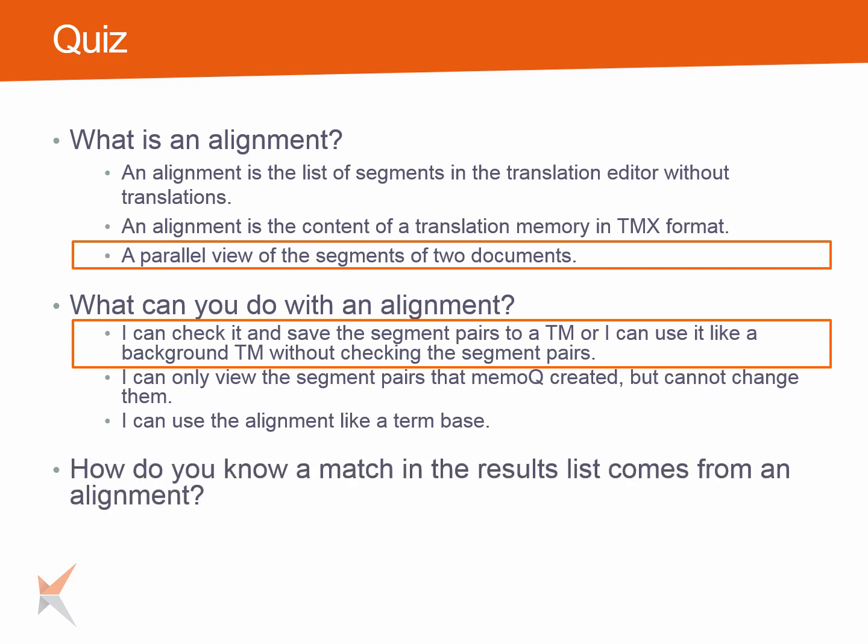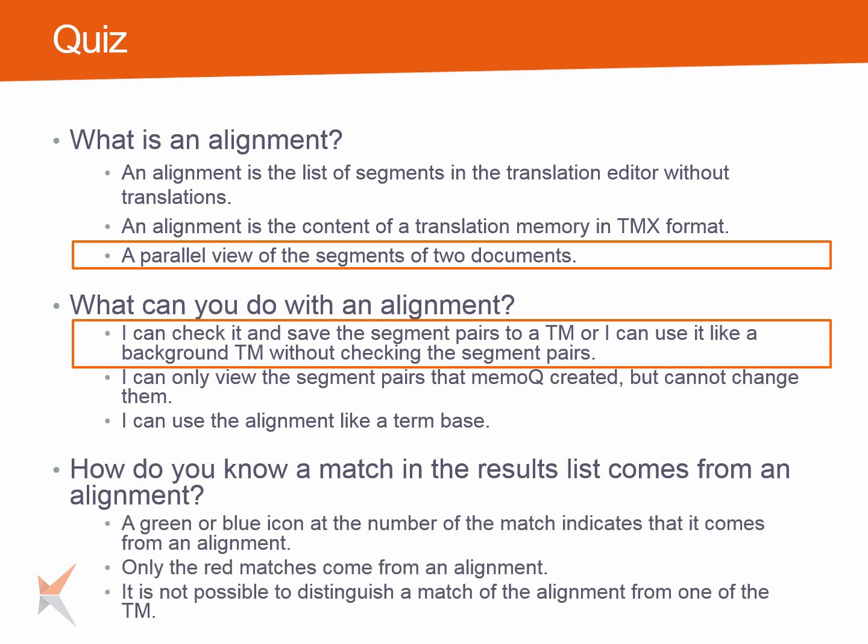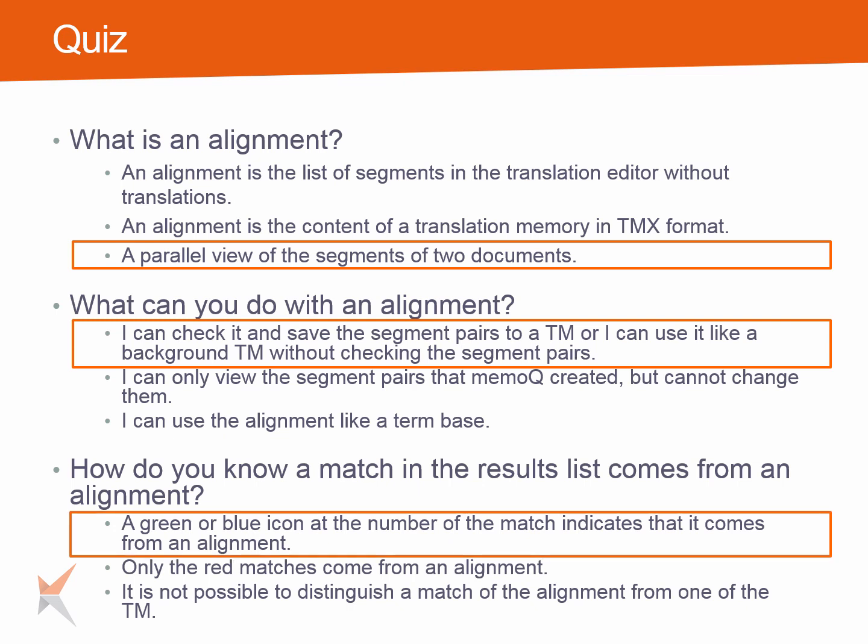Third question. How do you know a match in the result list comes from the alignment? The possible answers are: a green or blue icon at the number of the match indicates that it comes from an alignment; only the red matches come from an alignment; or it is not possible to distinguish a match of the alignment from one of the TM. The correct answer is: a green or blue icon at the number of the match indicates that it comes from an alignment.